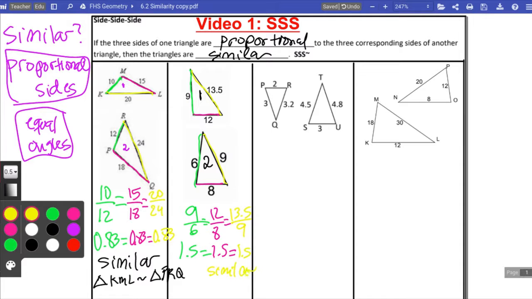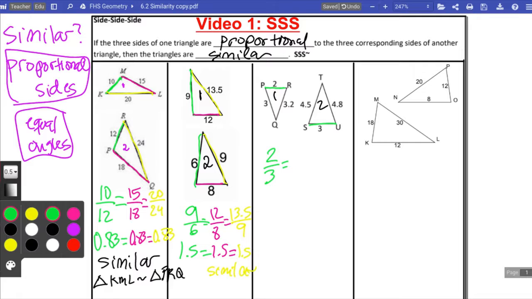This triangle is not labeled, so no need to tell me all the letters. So triangle 1, triangle 2. All right, let's do this real fast. Green, small, small, small. 2 goes to 3. So 2 over 3 equals.